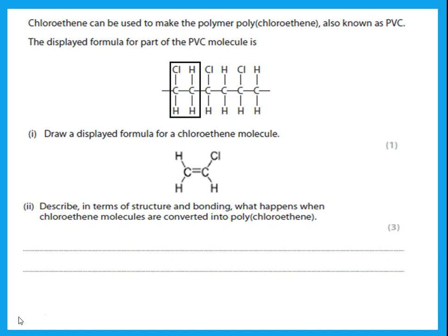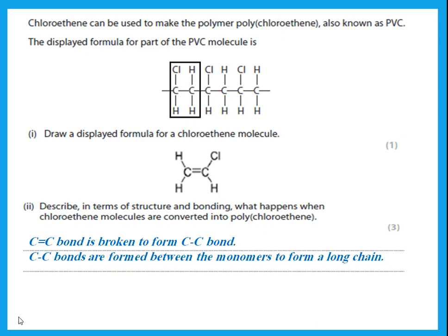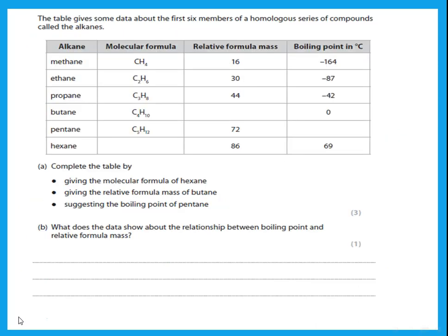Describe in terms of structure and bonding what happens when chloroethene is converted into polychloroethene. Again, when I have a monomer and I change it into a polymer, what happens? The C double bond C in the monomer is broken to form a single bond, and then new single bonds are formed between the monomers to form a long chain. Do you remember that? Okay.